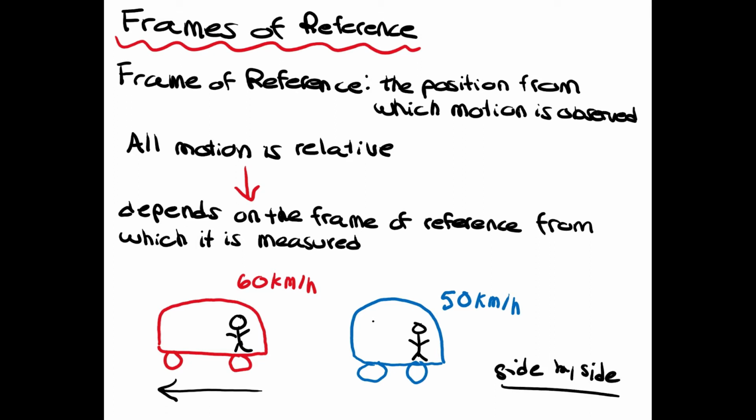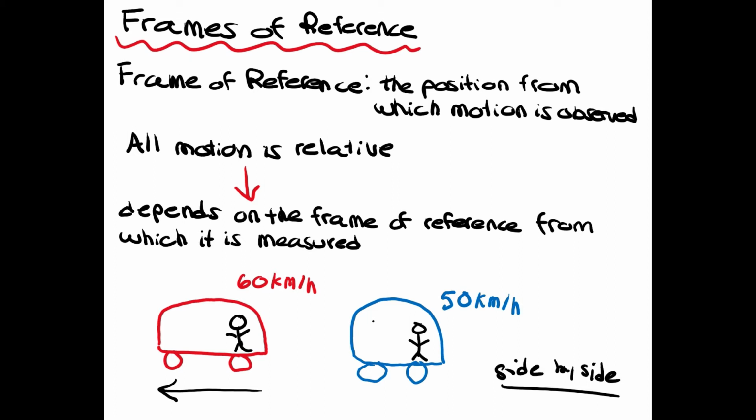Okay, so from car A's frame of reference, which is the red car, car B, which is the blue car, appears to be falling behind at a rate of 10 kilometers an hour. Whereas inside of car B, the blue car, the driver there thinks that car A is pulling ahead at a rate of 10 kilometers an hour. And this is because the frame of reference of each car is different, and therefore the motion each driver observes is going to be different according to which car they're in.